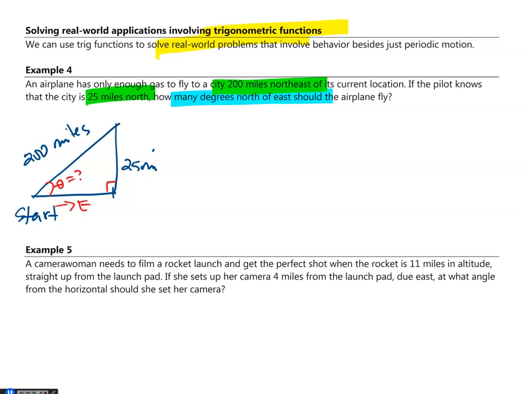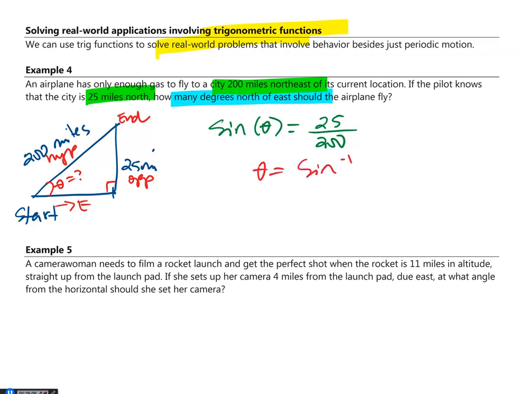Okay, so this is the start and this is going to be the end. So if we have this angle, this is the opposite and this is the hypotenuse. So what do we need to use? Yes, it's going to be sine of theta is equal to the opposite, which is 25, over the hypotenuse, 200. And to solve for theta, that is inverse sine of 25 over 200.